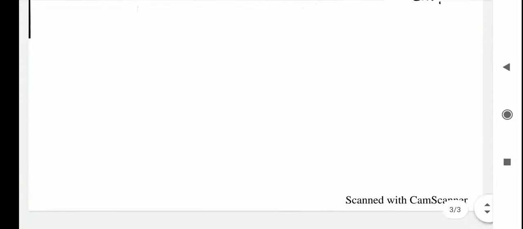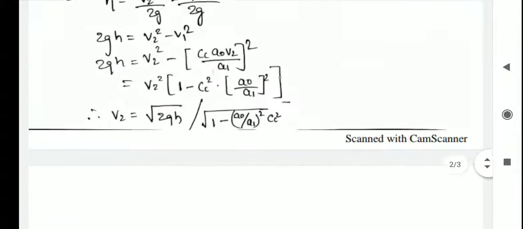Okay, this is about the orifice meter and its derivation. Thank you.